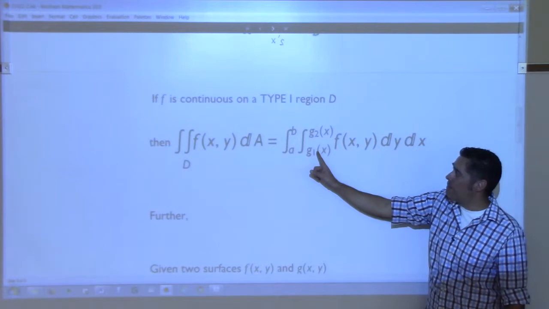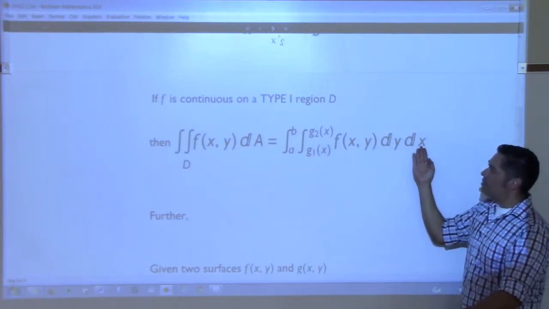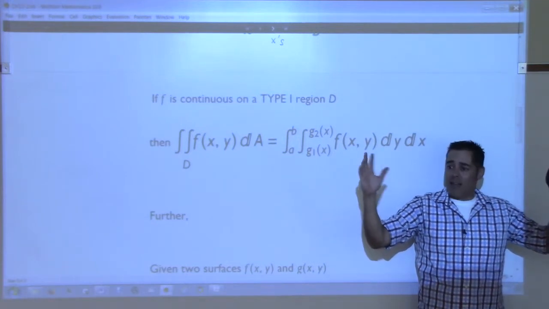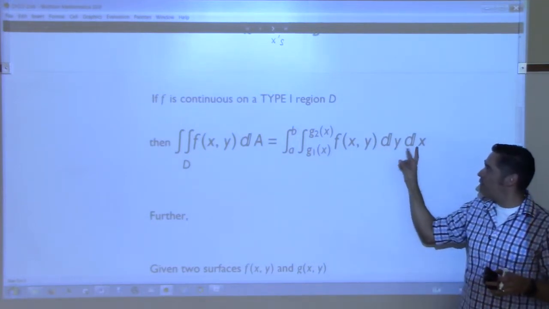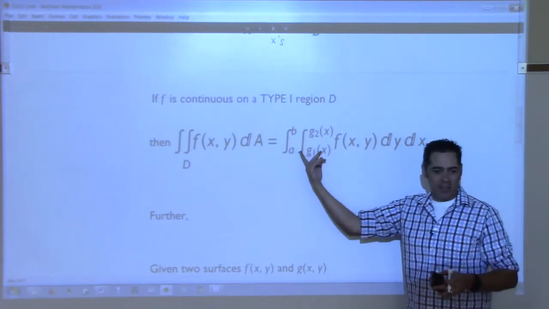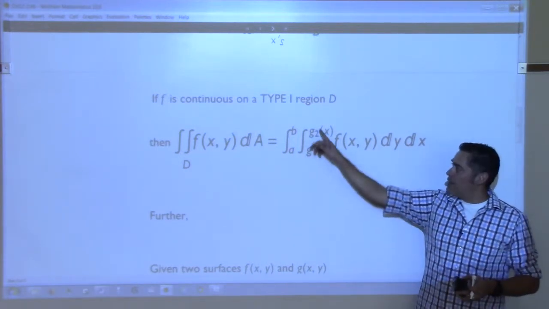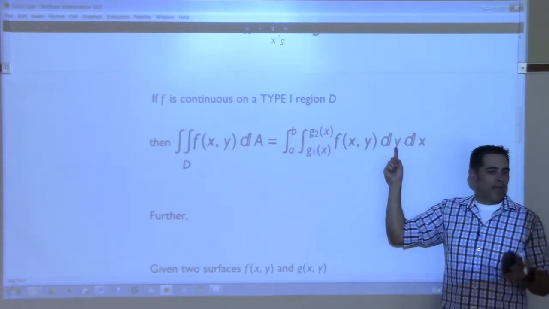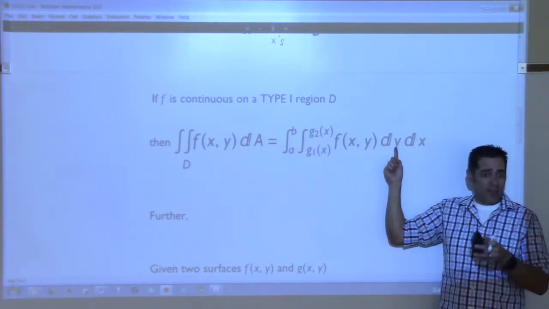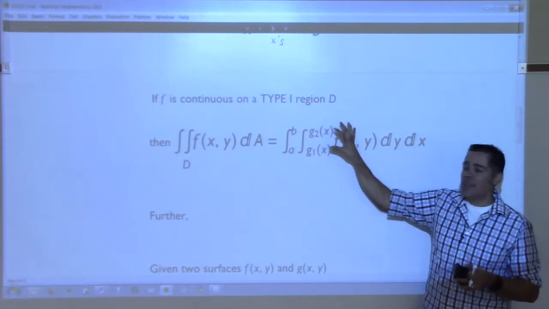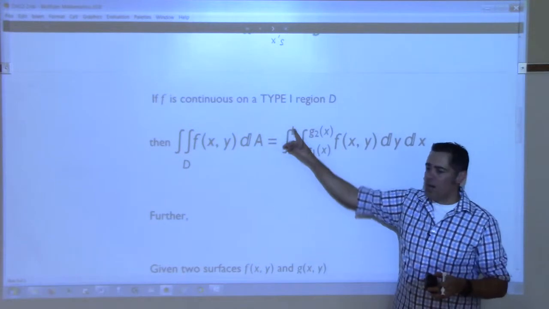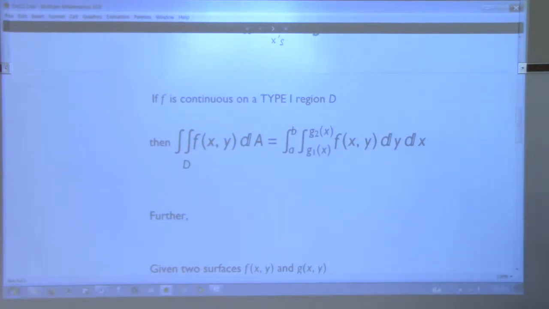Also notice that the dx and the constants are on the outside, right? You are not allowed to switch these. You cannot flip this and flip that. The variable that depends on X, Y is a function of X here, has to be the inner integral. And for the outer integral, you do the constants. That okay? We'll do an example.